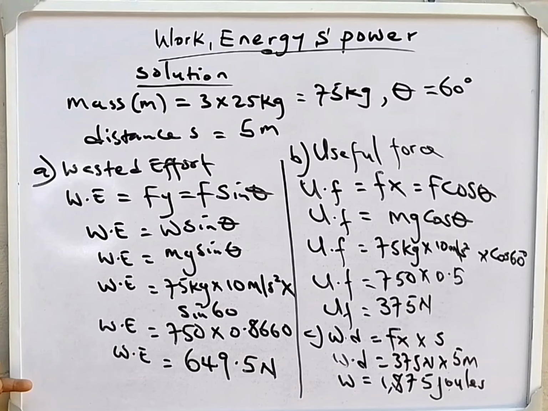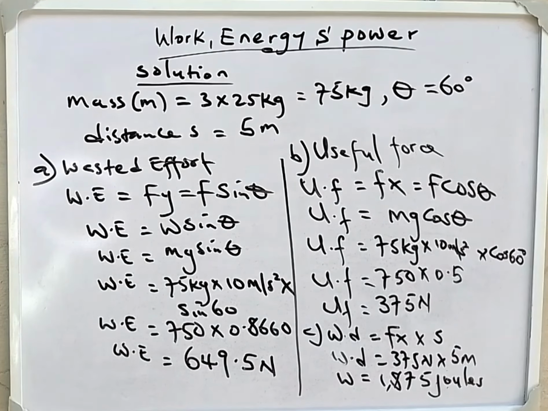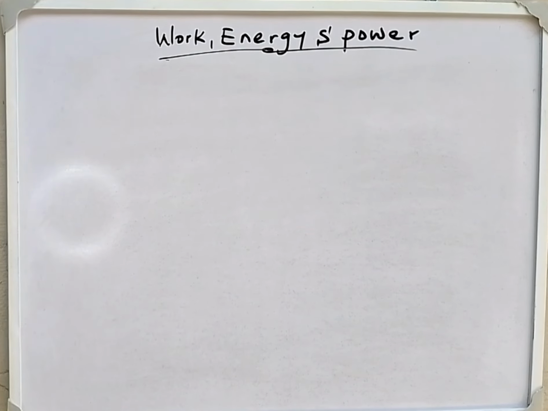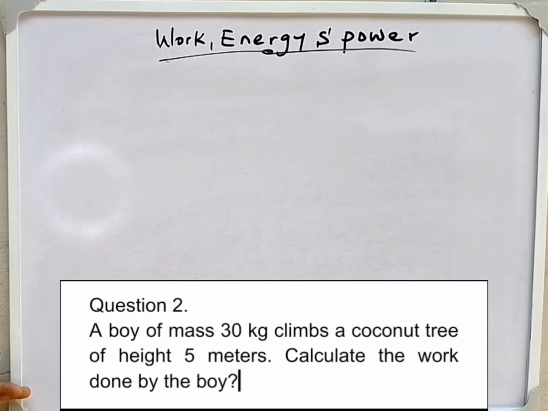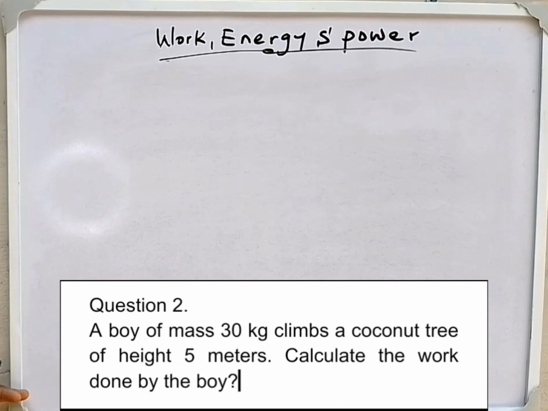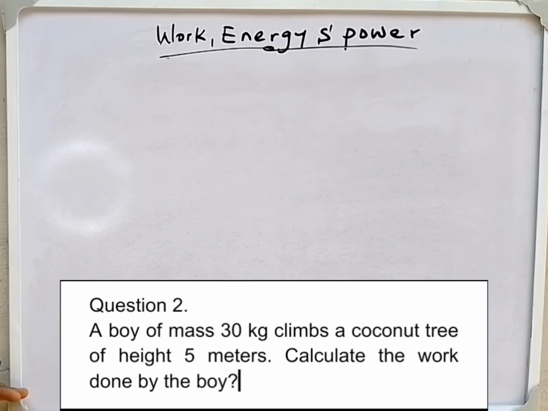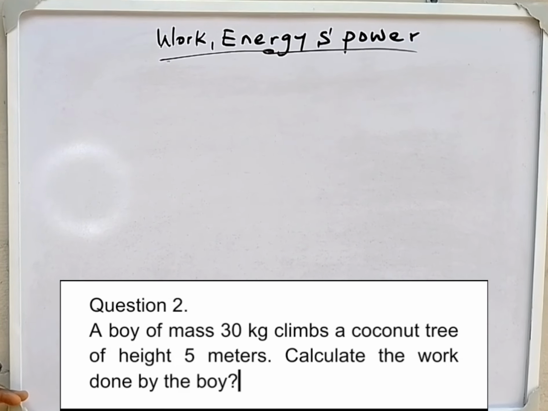So we'll go to the next question. We are going to question number 2 now. Question number 2 is being displayed on the screen. So let's read the question together. A boy of mass 30 kg climbs a coconut tree of height 5 meters. Calculate the work done by the boy.